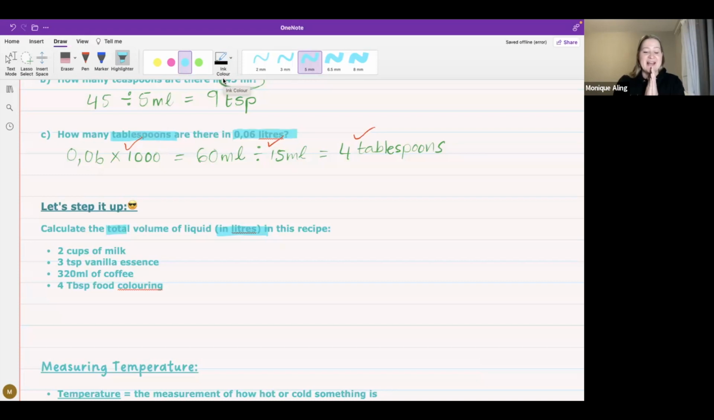Okay, so we are looking at all the items listed in the bullet points. They asked us to calculate the total volume of liquid in liters in this recipe. So I've given you a recipe. The recipe needs 2 cups of milk, 3 teaspoons of vanilla essence, 320 mils of coffee, 4 tablespoons of food coloring. So because we know how many mils are in cups, teaspoons, and tablespoons, you need to go and work out the total milliliters there. Add everything together and then put your answer in liters.